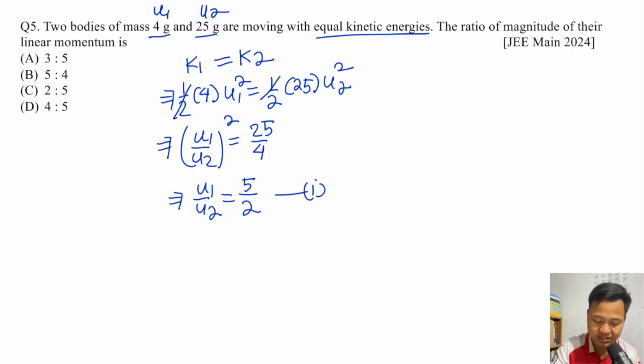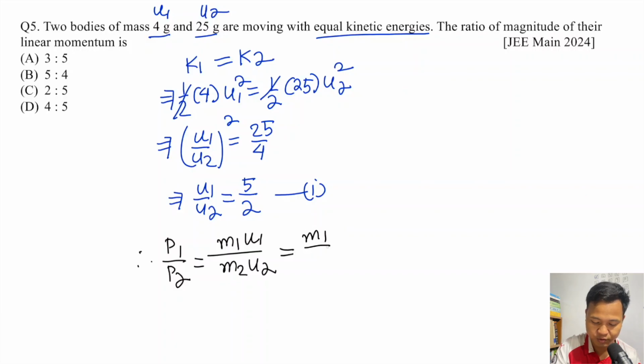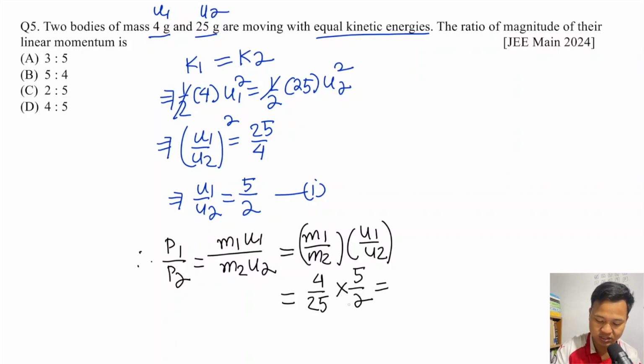Now the question asks for the ratio of their momentum. So P1 divided by P2. P1 is M1 into U1 and P2 is M2 into U2. The masses are 4 grams and 25 grams, so M1 by M2 into U1 by U2 gives 4 divided by 25 into 5 divided by 2. Cancelling 2 with 4 and 5 with 25, we get 2 divided by 5. So the ratio is 2 is to 5, option C.